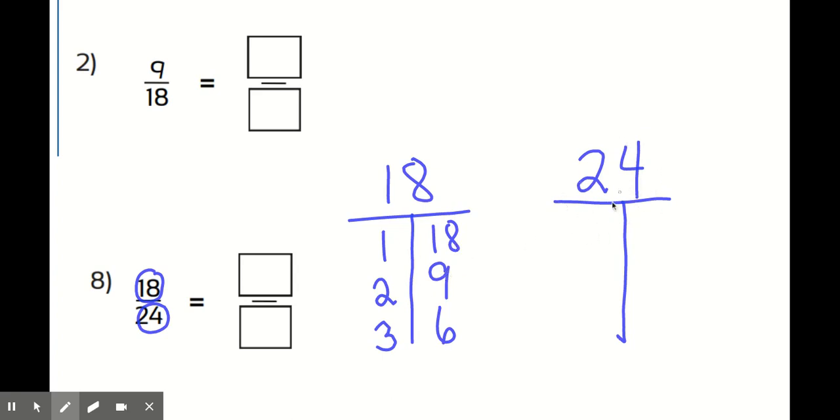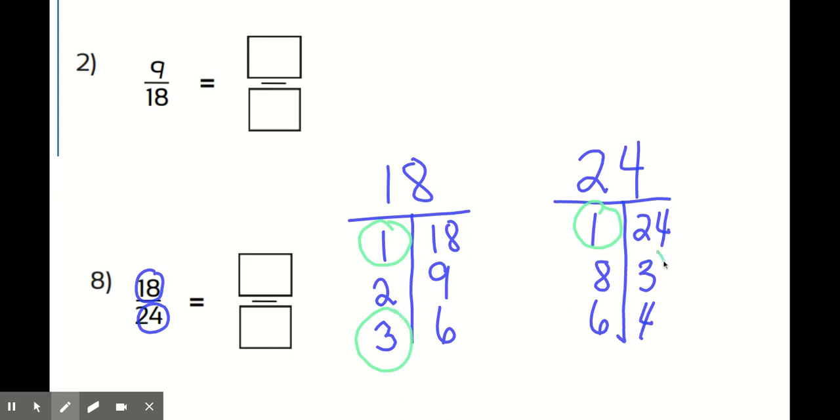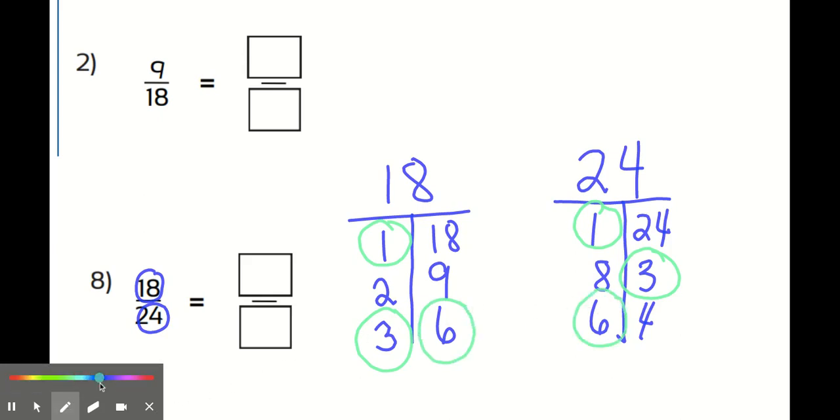What are 2 numbers we can multiply to get 24? Well, we have 1 times 24. We also have 8 times 3. And we also have 6 times 4. Our next step, if you guys can remember, is that we have to circle all the ones they both have in common. So they both have 1. So I'm going to circle 1. I'm going to check. They have 3 in common. And if you look one more time, they also have 6 in common. Those are the numbers I can divide my fraction by, okay? Because those are the numbers they both have.